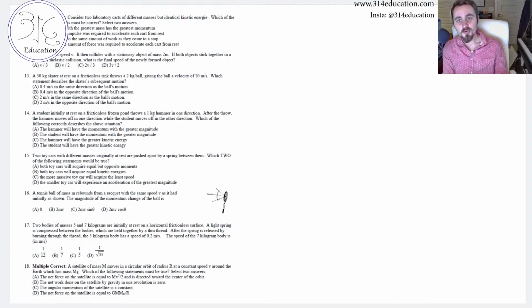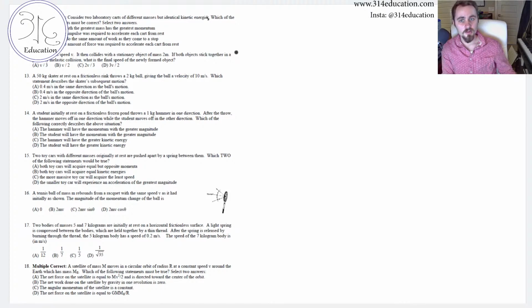Next, we've got our first multiple correct that we've seen today. So we're going to choose two answers. Consider two laboratory carts of different masses, but identical kinetic energies. They're missing an S there. Let's grab that. Good. Which of the following statements must be correct? A: The one with the greatest mass has the greatest momentum.